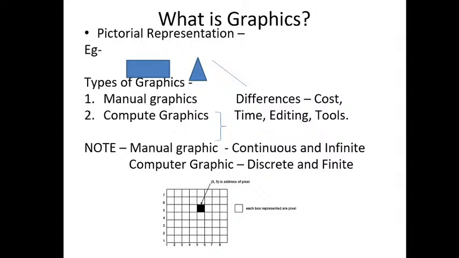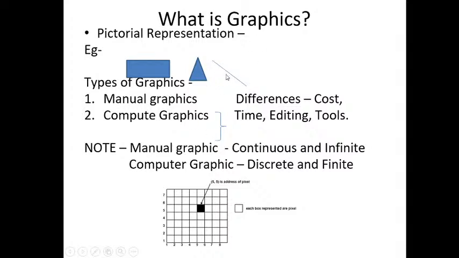Besides these, I want to draw your attention to another difference between a manual graphic and a computer graphic. A manual or analog graphic is mostly continuous and infinite. Consider this line that we've drawn, but imagine this is not on a computer screen. Imagine you're drawing a line on a piece of paper with your pencil from point A to point B, say from 1 to 10. You start at 1 and go to 10 on a piece of paper. I'm not talking about the screen.